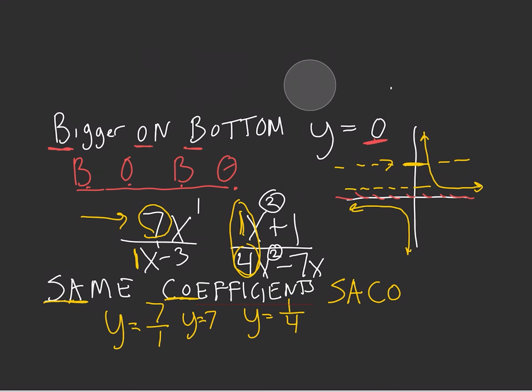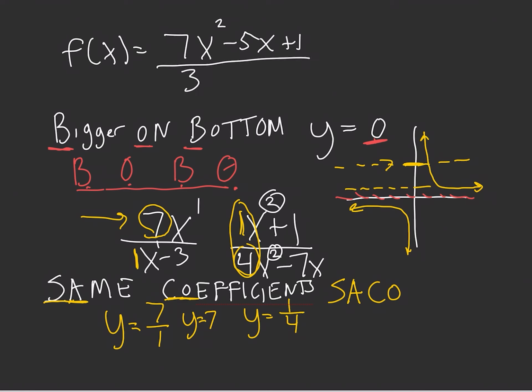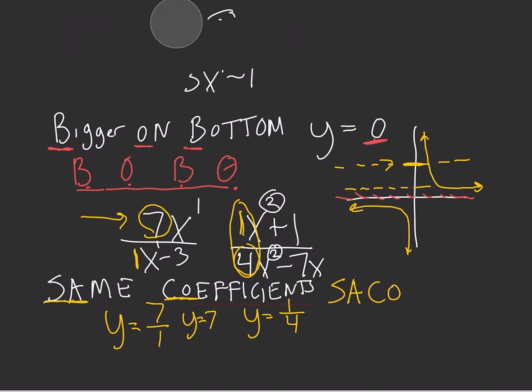And then the last situation will be if you have bigger on top. It would look something like f of x equals 7x squared minus 5x plus 1, over maybe 3x minus 1. Again, I only care about the leading term. Notice here the degree is a 2, and here is just a 1, so I have bigger on top. Bigger on top, you're going to end up with no horizontal asymptote.